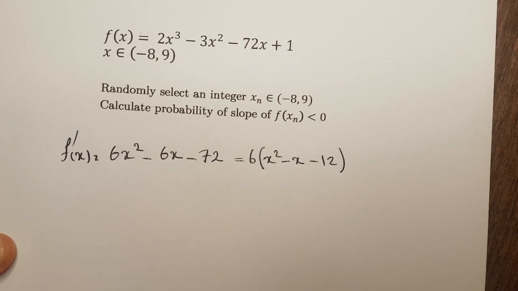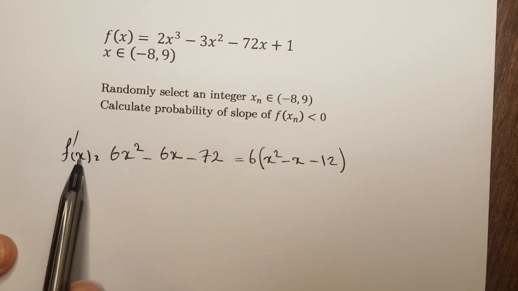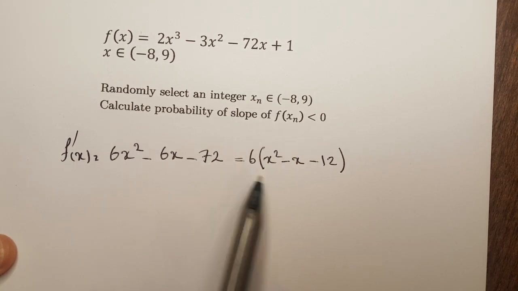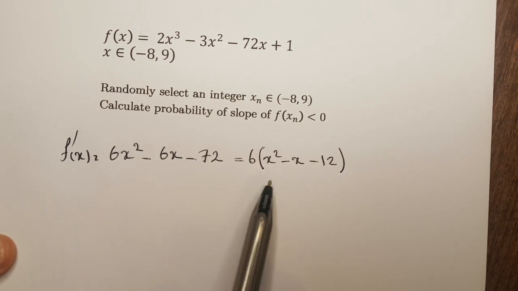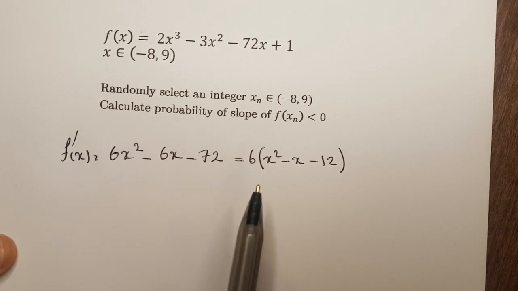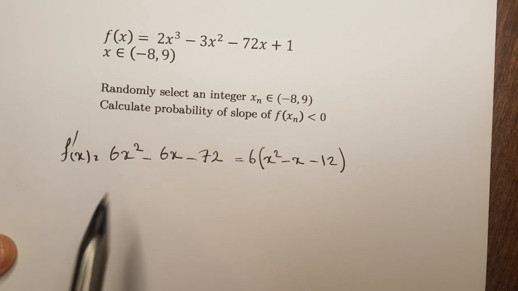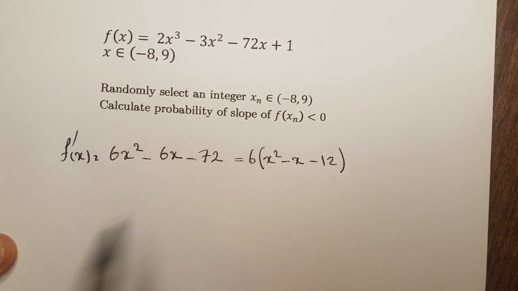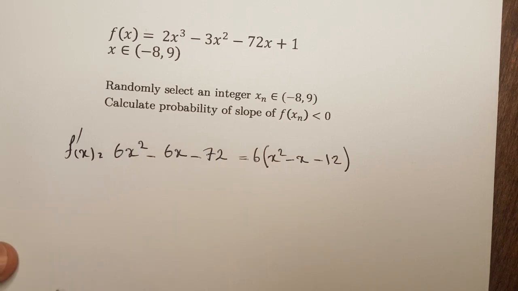So in order to see the sign of f prime of x, we need to find the extremum points of f prime of x in order to be able to see where the sign of f prime changes. Basically, at the extremum points, the sign of a function will change. Here, in this case, we have a quadratic function.